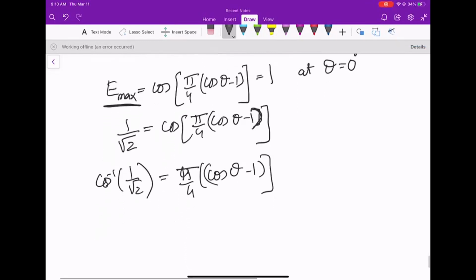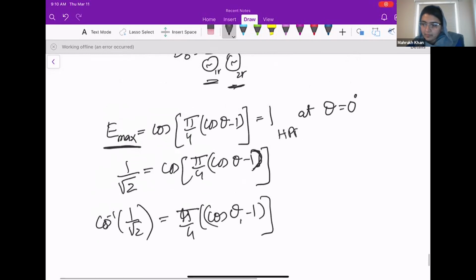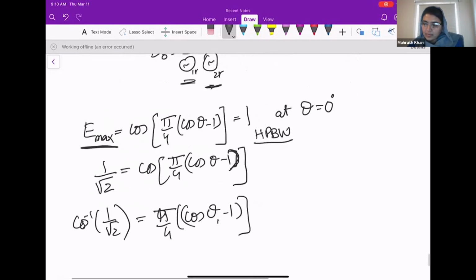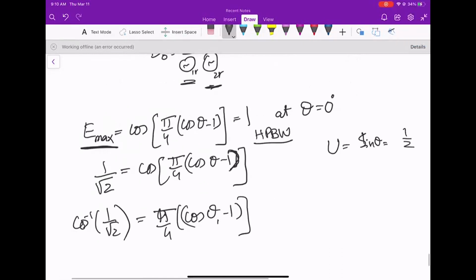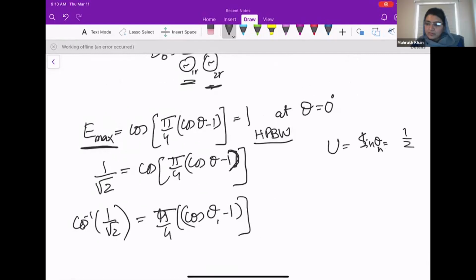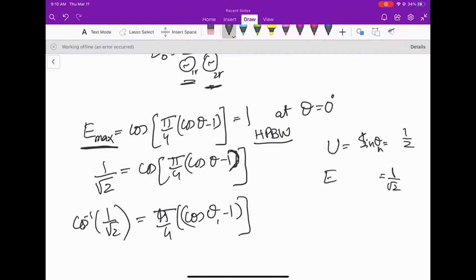Where did the 1 over square root of 2 come from? For half power beamwidth, normally when you have U, let's say U is sine theta, you put it at the half power point. But because this is E, that's why it should be 1 over square root of 2. Okay, just the form. All right.